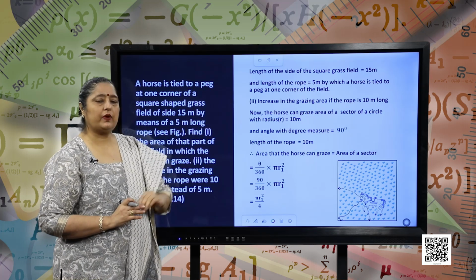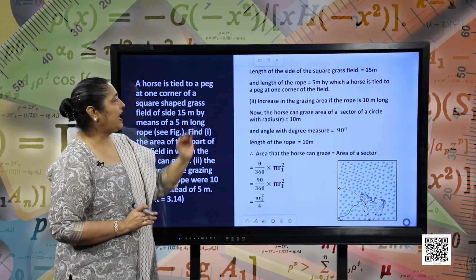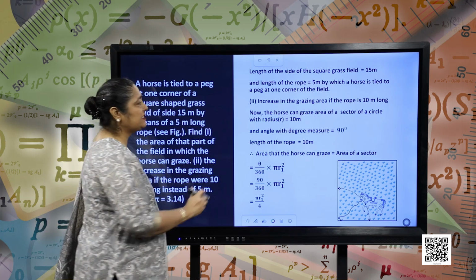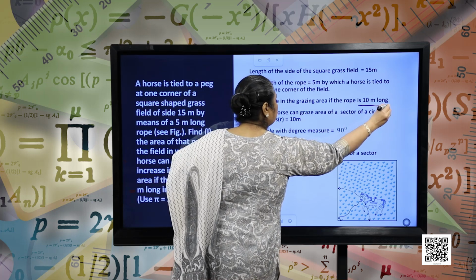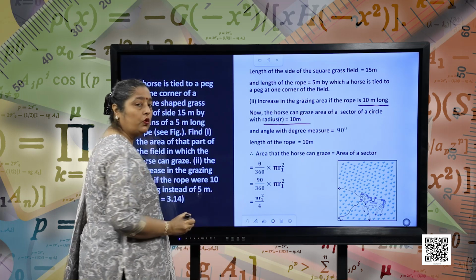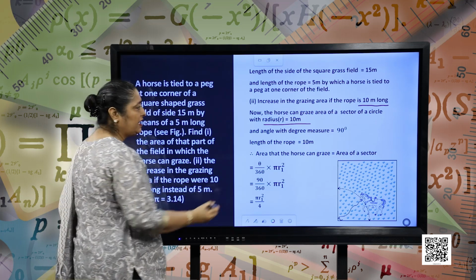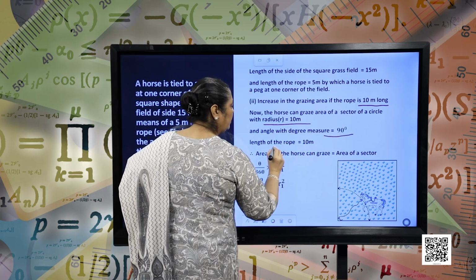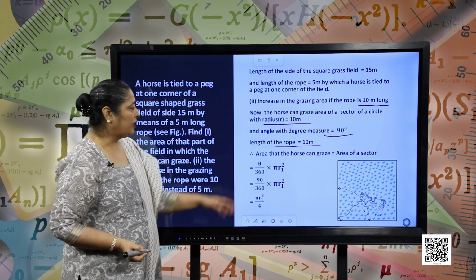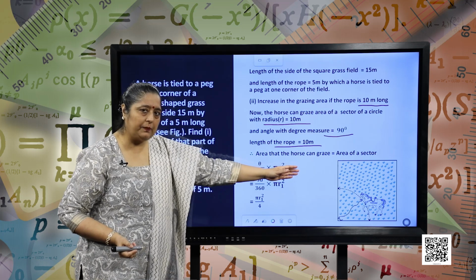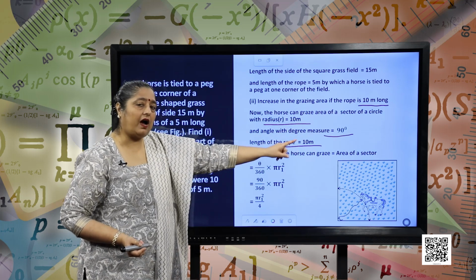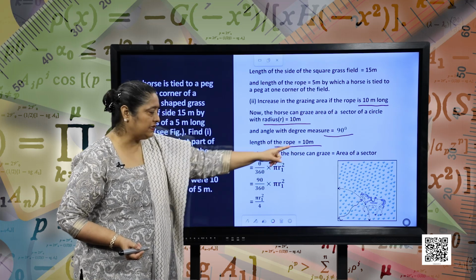Length of the side of the square is again 15 meters and length of the rope is 5 meters. Now, the length of the rope is increased to 10 meters. The horse can graze the radius as 10 meters with the angle of measure 90 degree. Now, the length is 10 meters and theta is 90 degree. Now, the area the horse can graze will be area of the sector wherein theta is 90 degree and r, the radius, will be 10 meters.